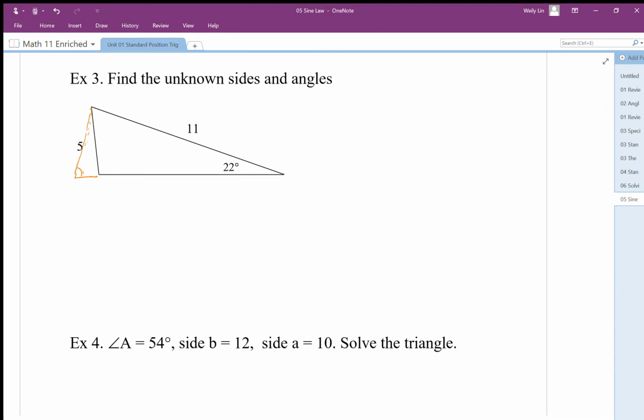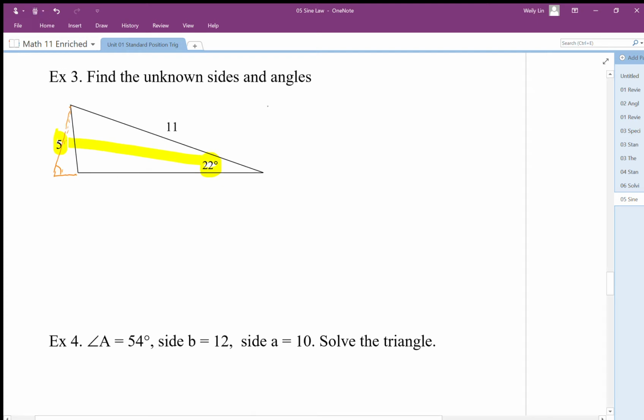Now we have to recognize that this is an ambiguous case, and there are two possibilities that we have to worry about: the black triangle and the orange triangle. First, we need to recognize that we have an angle and opposite side pair that relates to sine law. So I'm going to set up my ratio, sine of 22 degrees over the opposite side 5. There's my angle and opposite side pairing. That ratio is the standard to which I compare everything else.